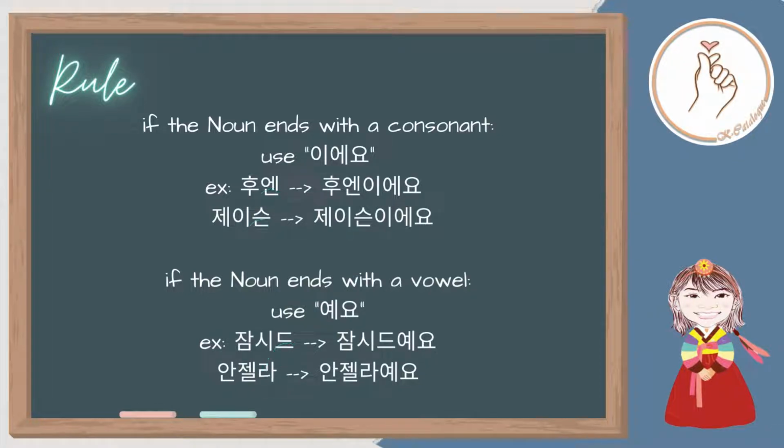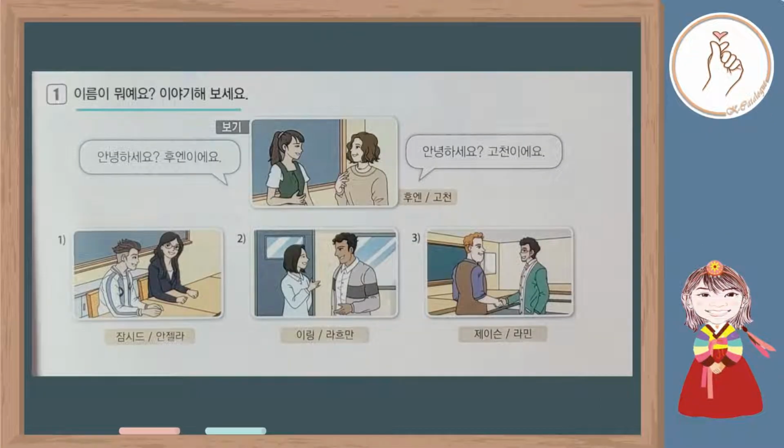And then for Jamshid and Angela naman, since nag-end yung kanilang pangalan sa vowel, so for Jamshid we have vowel U, and for Angela the vowel A. That's why ang ginamit sa kanya is yeyo. So madali lang siyang tandaan. Kapag ang pangalan ay nag-end sa consonant, gagamitin natin yung ieyo. Pero kapag ang pangalan ay nag-end sa vowel, we're going to use yeyo. So let's try to apply and check natin if naintindihan natin.